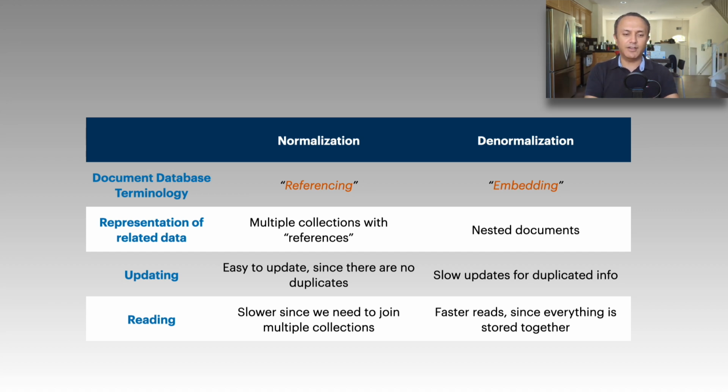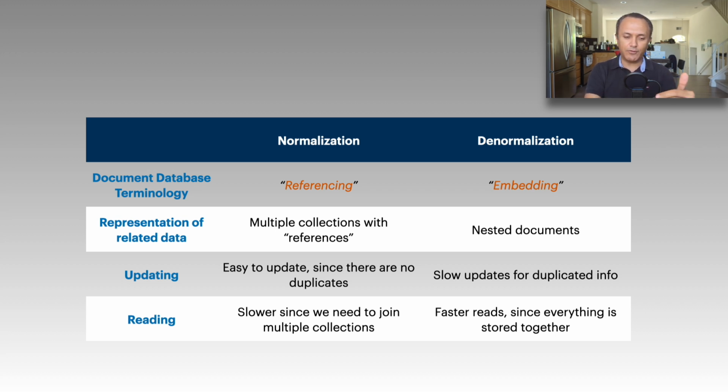If it's using referencing, so you have two separate documents, you have to do two separate reads and then do a join, so it becomes more expensive in that case. So this is kind of a high level of what the difference is between normalization or referencing and denormalization/embedding. Let's look at what the data looks like in each of those scenarios.